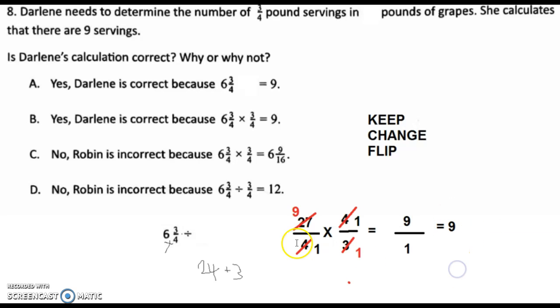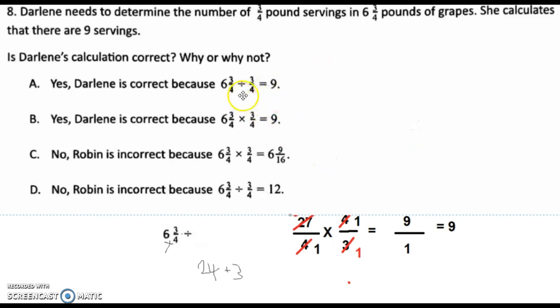So which one of our answers is right? Well, it's the one originally. Let me see if I can actually pull it back up. There it is. The one originally that says 6 3/4 divided by 3/4 equals 9, because that is our answer.